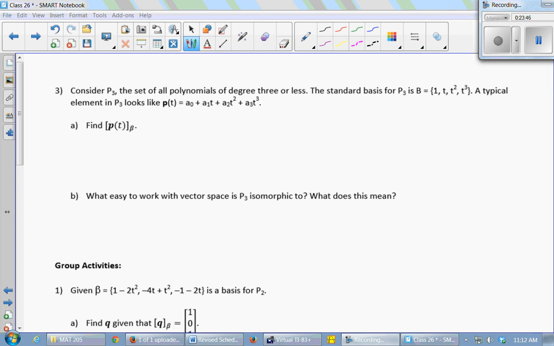Those are just the weights, right? Those are the weights that you put on the basis vectors to create the element. So my weights are just a0, a1, a2, a3. I've been using betas and b's interchangeably. I'm sorry about that. I tried to go back and find all the b's and make them betas, and I missed a bunch.